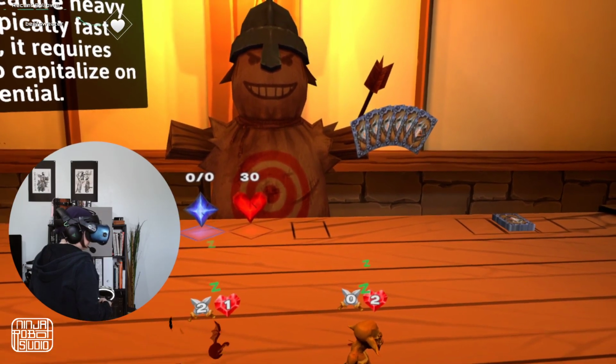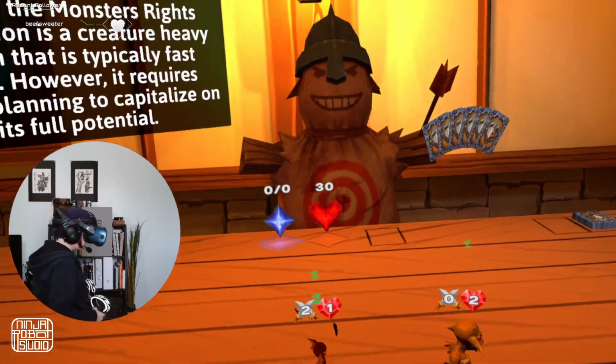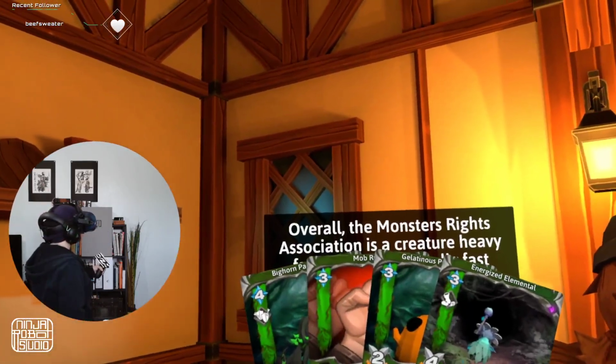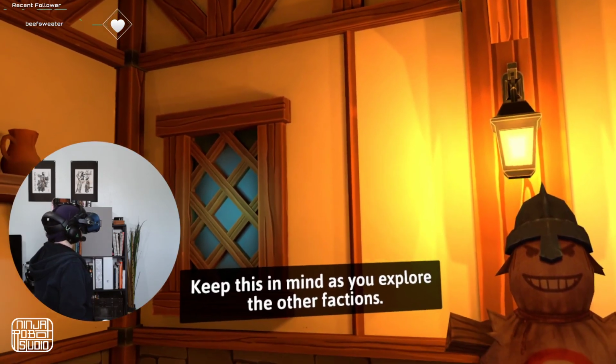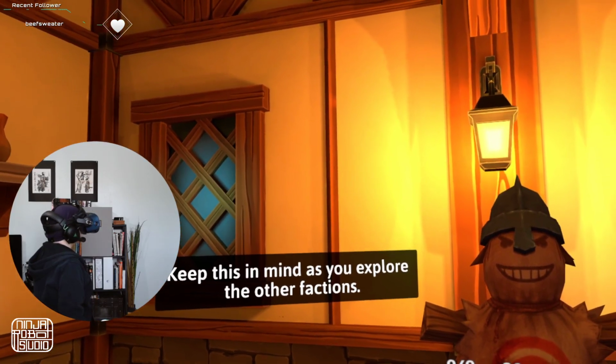Overall, the Monsters' Rights Association is a creature-heavy faction that is typically fast-paced. However, it requires careful planning to capitalize on its full potential. Keep this in mind as you explore the other factions.